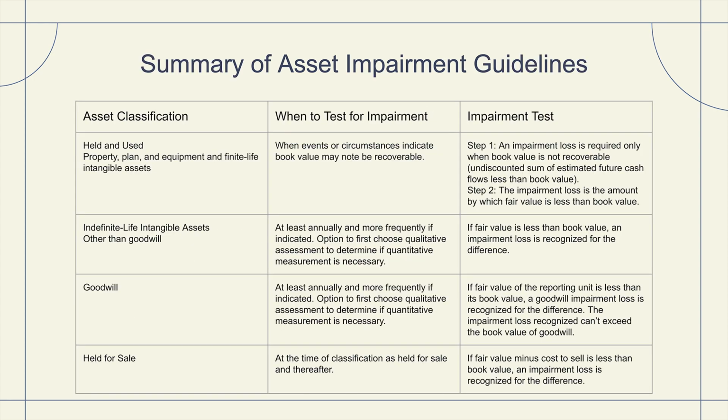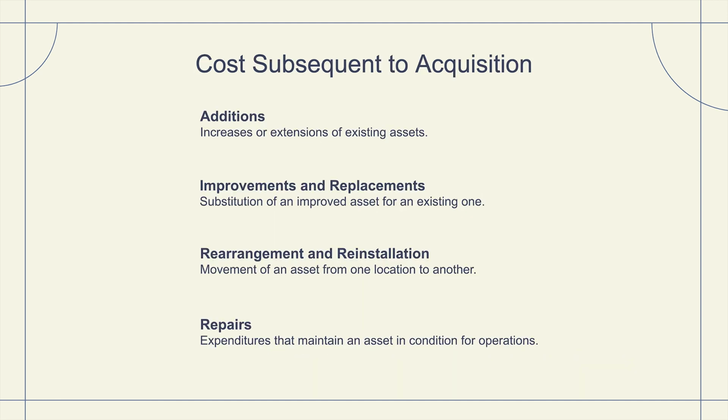This slide provides an excellent summary of the asset impairment guidelines for property, plant, equipment, indefinite life intangible assets, as well as goodwill, as well as assets held for sale. In our final topic, we move on to costs subsequent to acquisition, including additions, increases or extensions of existing assets, improvements and replacements, substitution for improved assets of an existing one, rearrangement or reinstallation, which is the movement of an asset from one location to another, and finally, repairs, expenditures that maintain an asset's condition for operation.